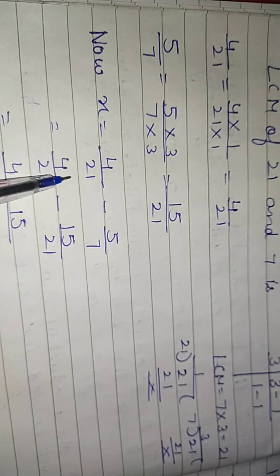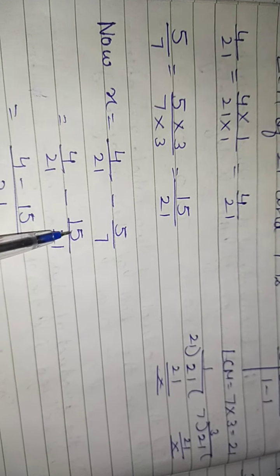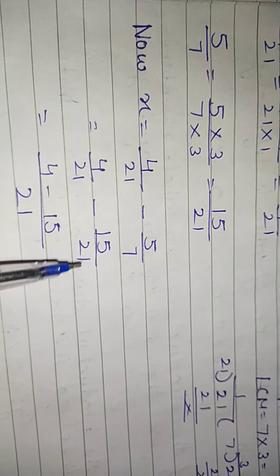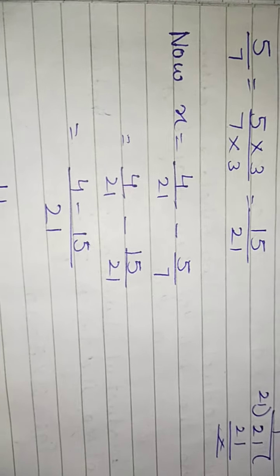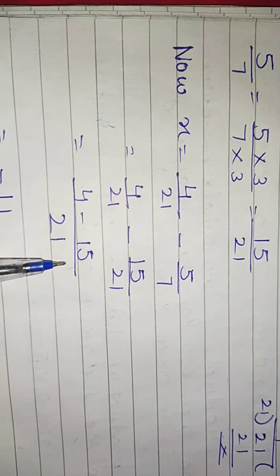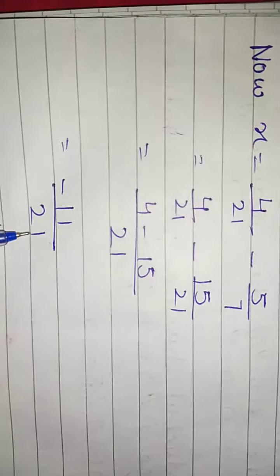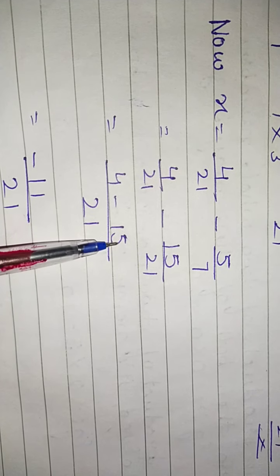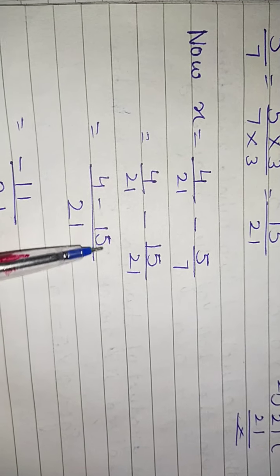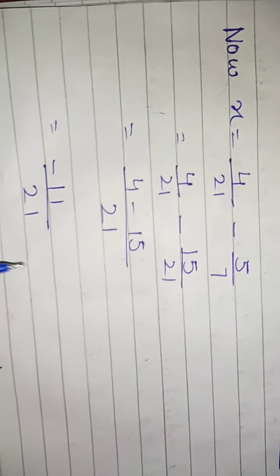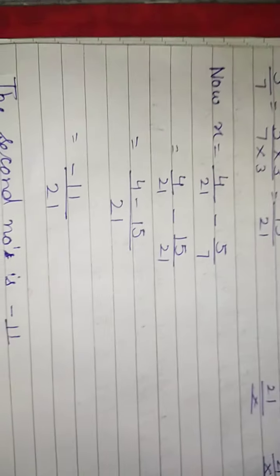The value of 4 by 21 is 4 by 21, minus the value of 5 by 7, which is 15 by 21. As the denominators are the same, we will write it as it is: 4 minus 15. Now plus minus is minus. We will subtract 4 from 15 and it is 11 by 21. As 15 is the greater integer, therefore we will put the negative sign, because the greater integer has the negative sign with itself. So the second number is minus 11 by 21.